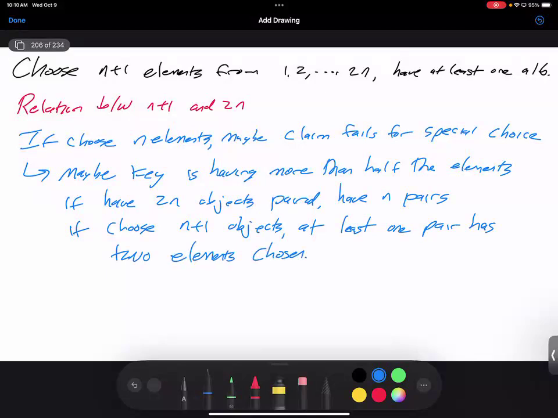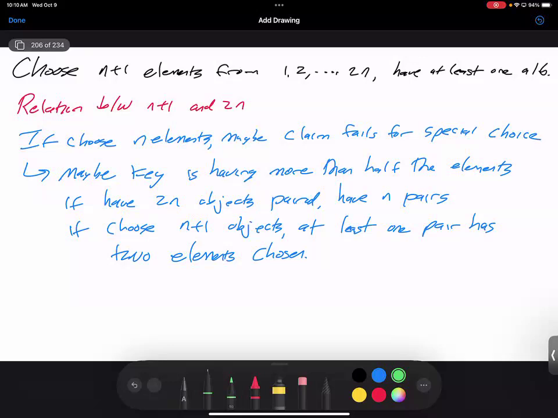Again, I'm trying to just highlight my thought process. So why n plus 1? What's the relationship between n plus 1 and 2n? Maybe it's not true with n objects. Where is n coming from relative to 2n? Well, it's half of that. And I'm talking about a dividing b, that's like a pair of numbers. So maybe I find some way to pair the 2n objects and create n pairs. Now if I choose n plus 1 objects, and I only have n pairs, then at least one pair has two elements chosen.